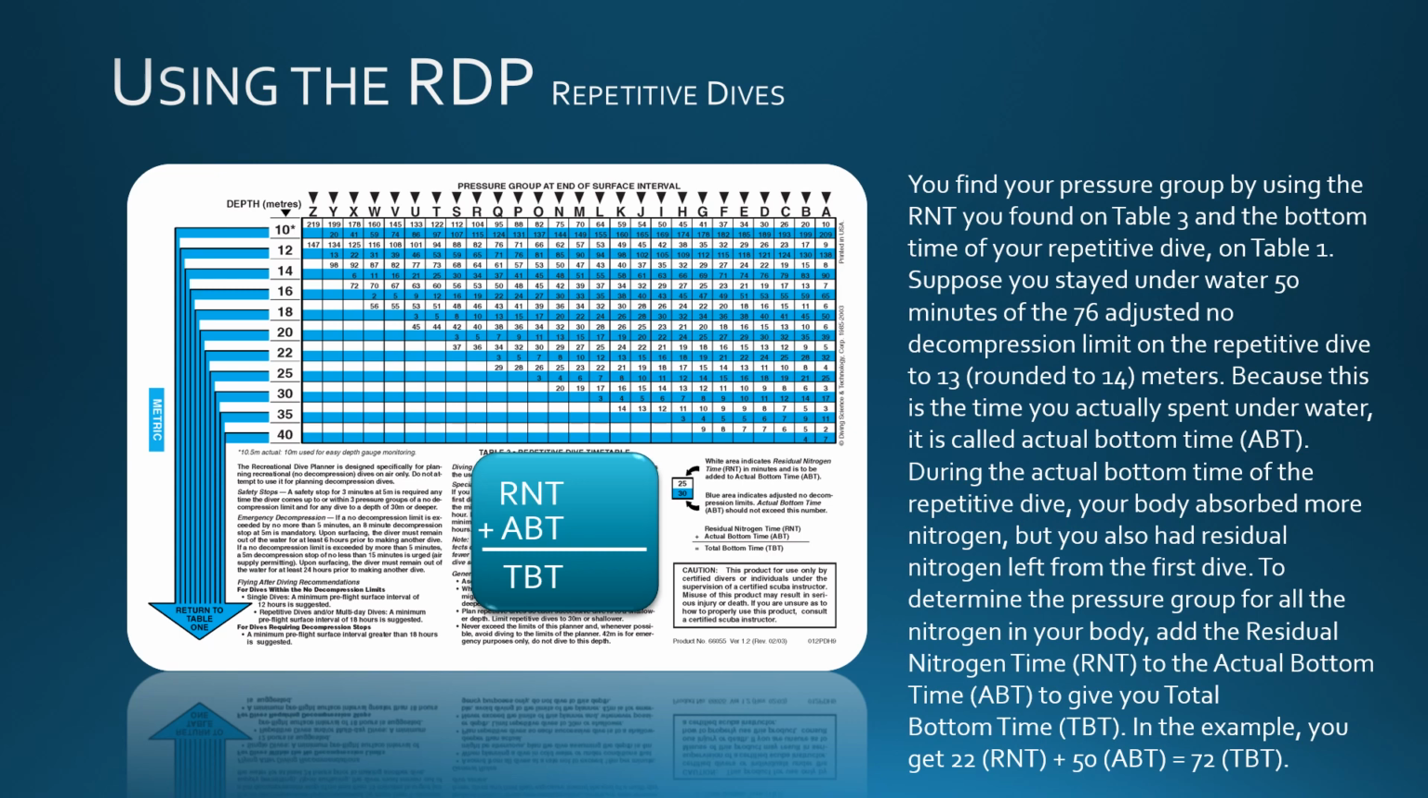So let's say our second dive was 13 meters and it lasted for 50 minutes. Remember, our RNT for pressure group D at 13 meters, rounded up to 14 meters, was 22 minutes. Adding 22 and 50 gives us a total bottom time of 72 minutes. So we have a TBT of 72.